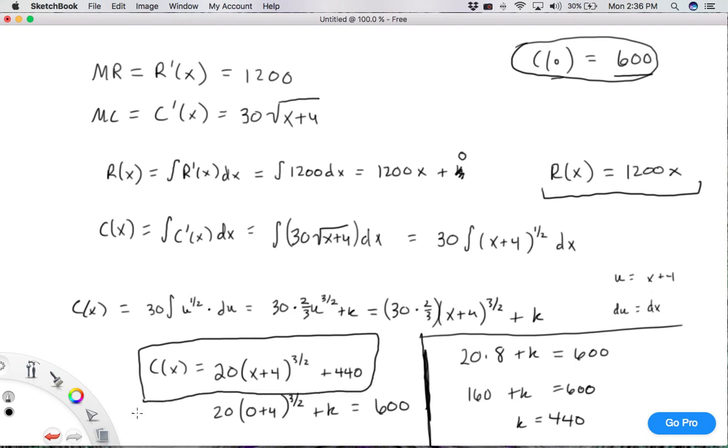Happens to be 440. Okay, so we have our revenue function. We have our cost function. I think we could actually now find our profit function. And yes, that is what we'll need to do. It actually says find the profit or loss from the production of 5 units. So we're going to find our profit function, and then we're going to plug in 5 into that function. So I'm going to erase some of the stuff here we don't need anymore.